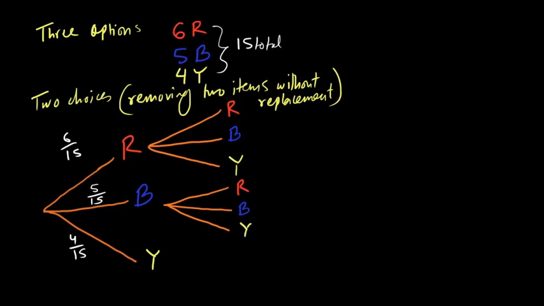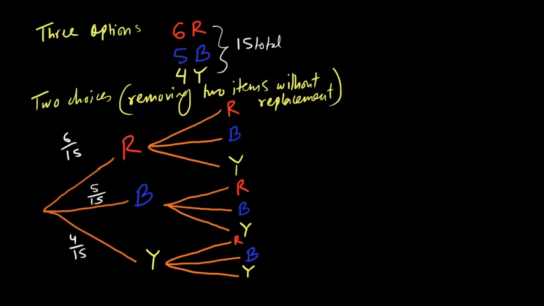Then we have the third one. If the first one is yellow, it can again either be a red, a blue, or a yellow. So the options that we have are red, blue, yellow. So this is what the tree diagram is going to look like.